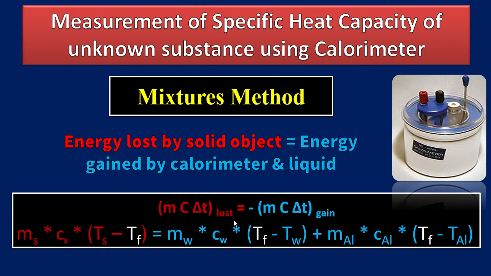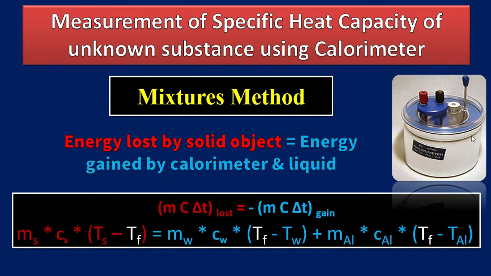Okay, so we can ensure that m c delta T for the lost one equals negative m c delta T for the gained one, for the container and liquid. So the mass of the solid times its specific heat capacity times the variation between the final temperature of the solid and the final temperature of the system equals m c delta T for water and the container.